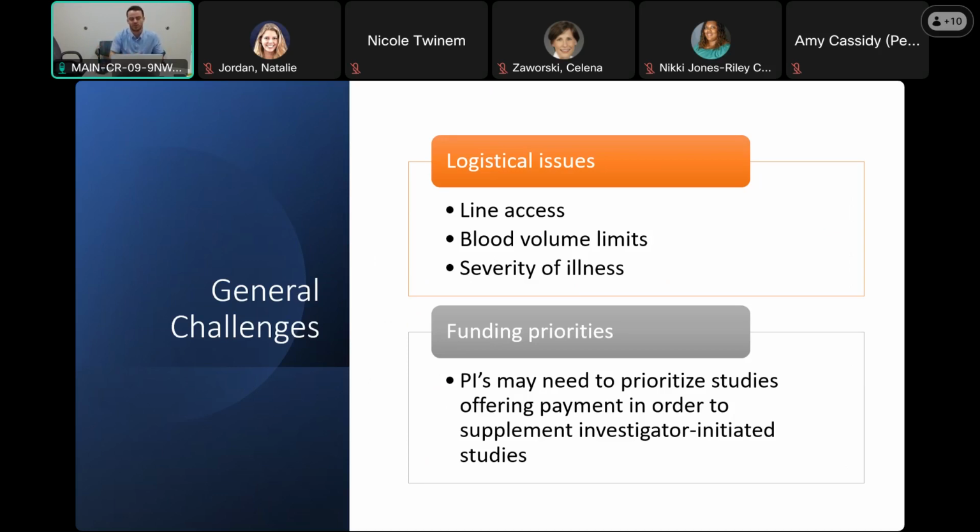Another big challenge is the funding priorities. So your team or your PIs, or however your research team is structured, the PIs may need to prioritize studies offering payment in order to supplement the investigator-initiated studies. At some sites, the funding for one study might be plenty to cover maybe that one plus another one if they're co-enrolling in the same patient population, and there is an added burden on the research group to actually maintain that study.